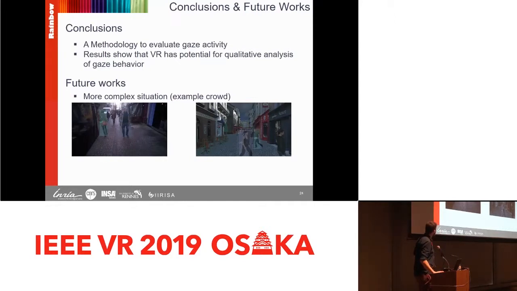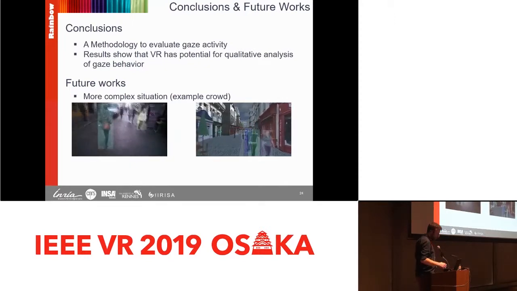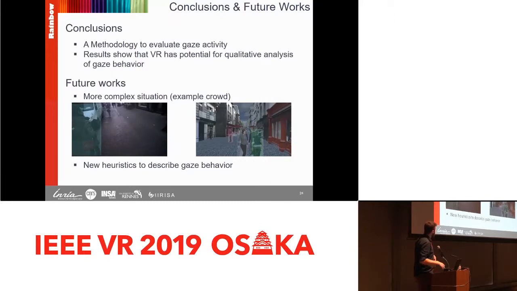And now, in our future work, as in the first slide, we want to study more complex situations about gaze in a crowd with lots of interaction with walkers. We also want to study new heuristics to describe gaze behavior. We just looked at angle and gaze allocation, but there are lots of heuristics. And finally, the best thing would be to have an HMD with a larger field of view. I think lots of people want that.